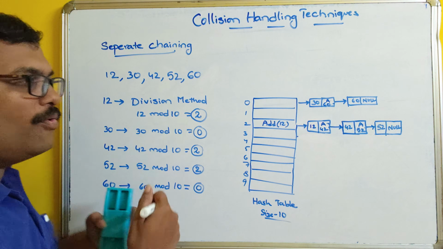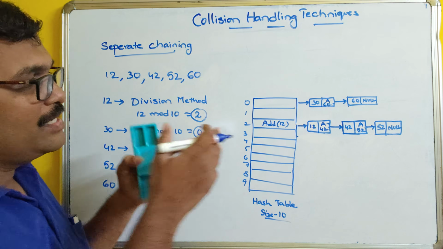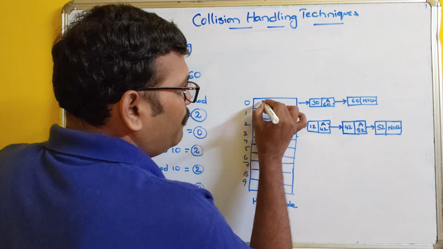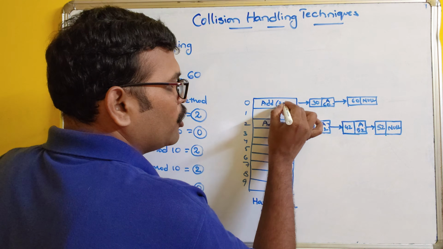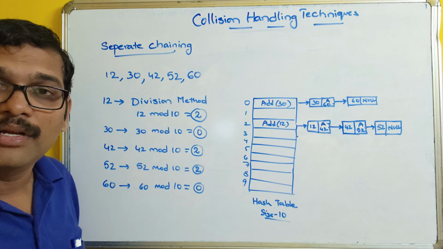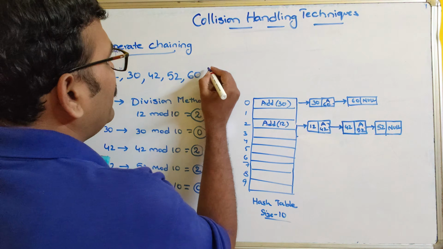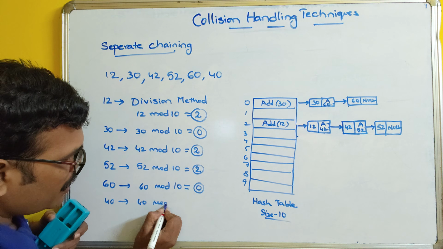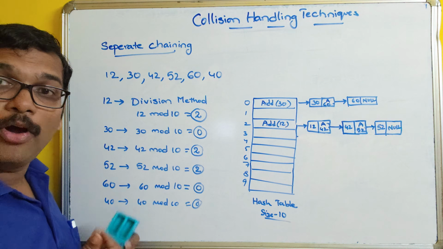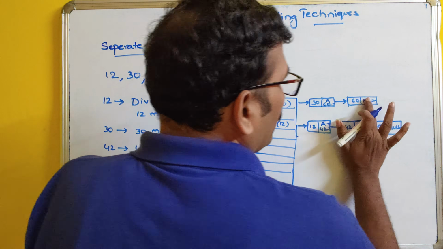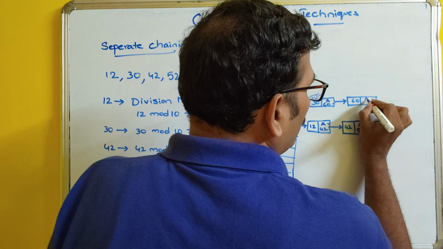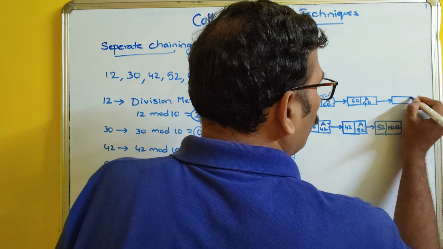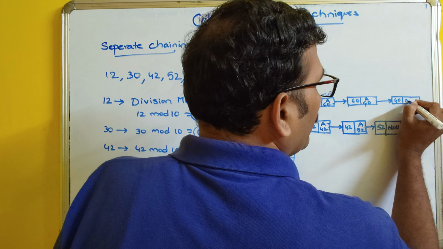This is how we are inserting the elements in the form of a linked list. Here there will be the address of 30, because 30 is the first node, right? For example, next, if it is again 40, what happens? 40 mod 10 is again 0. So in the place of null, the address of 40 will be stored, and one more node will be created in the linked list with 40 and null.